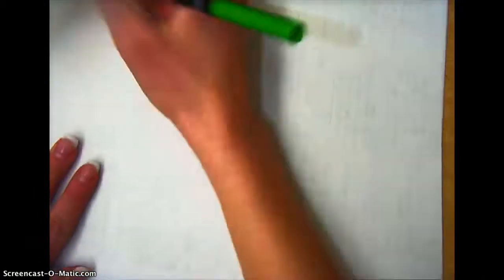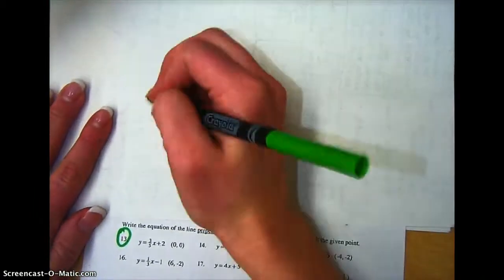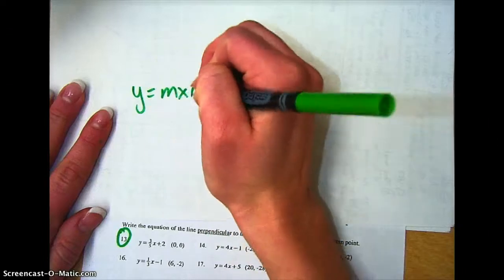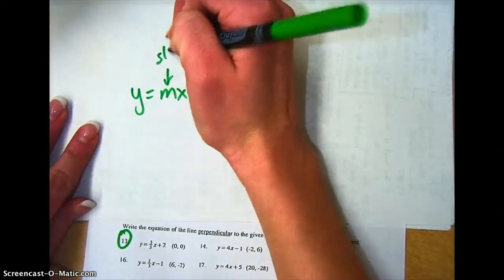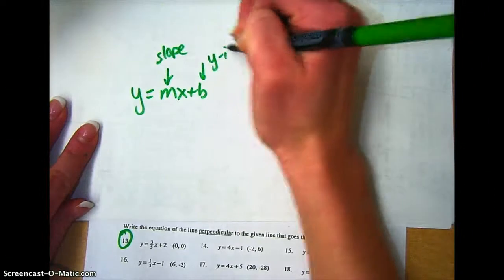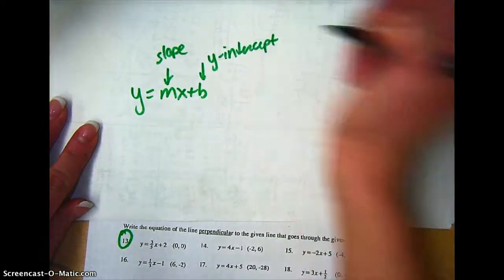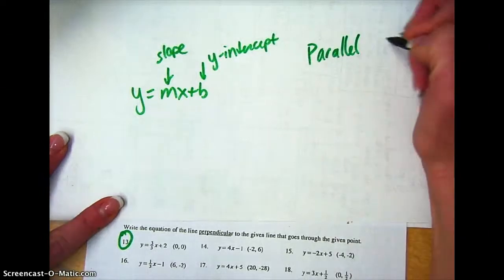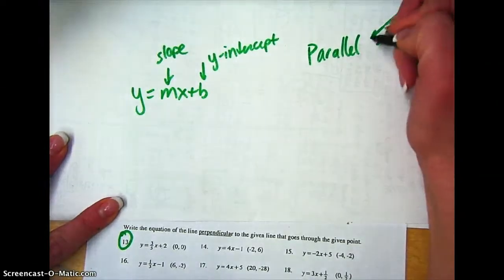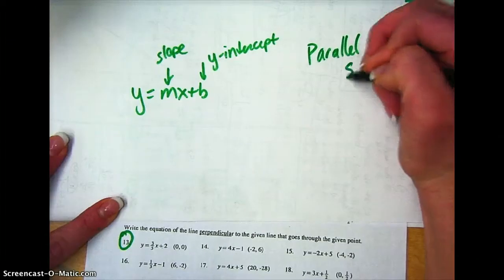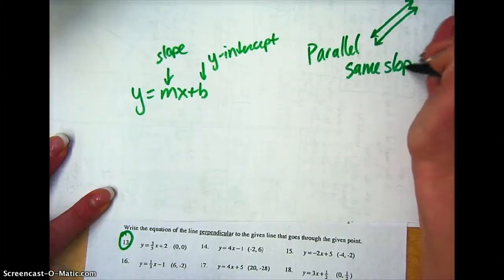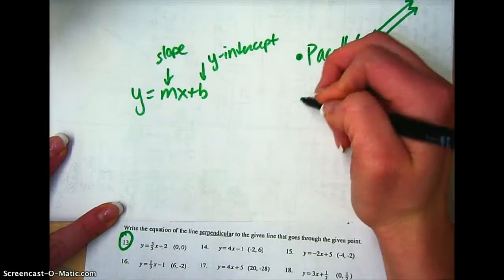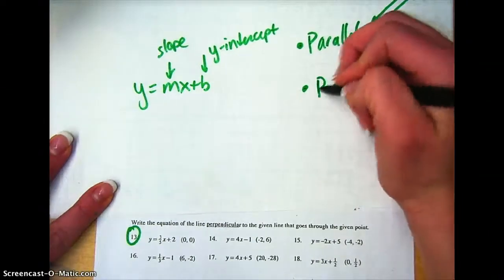Okay, last but not least, we're going to look at perpendicular lines. So to summarize, our number one goal is to write a rule. And in order to write the rule, we have to have mx plus b. So we need the slope and the y-intercept. Now, with parallel lines, the ones we just did, remember parallel means they go in the same direction. That's a pair of parallel lines. Those parallel lines have the same slope. Okay, that's parallel. But now, questions 13 through 18 ask for perpendicular.